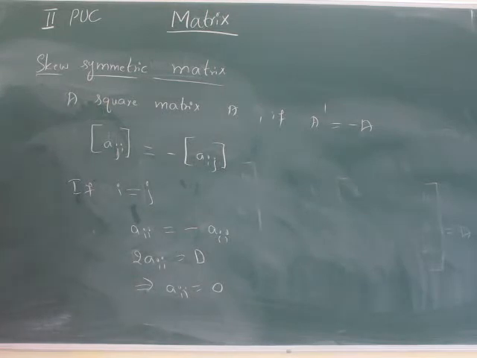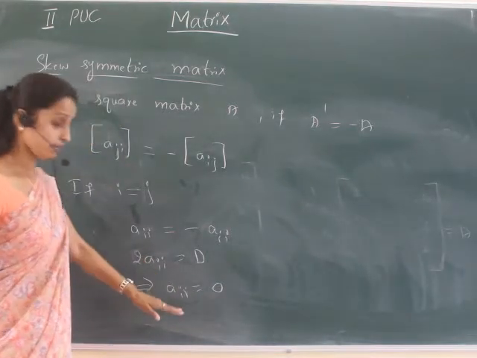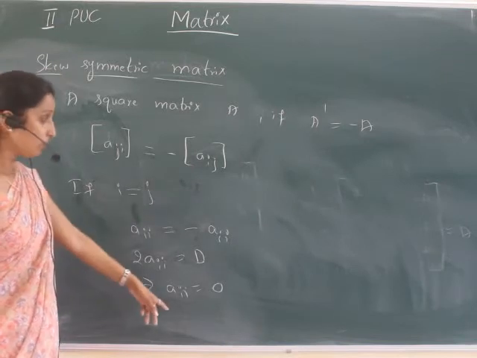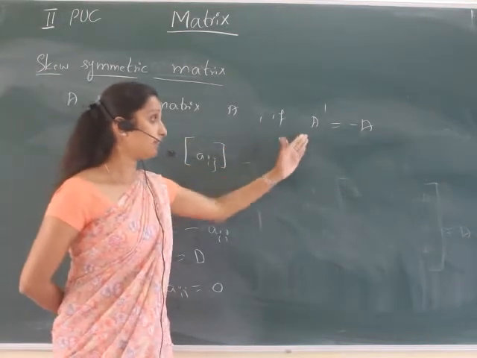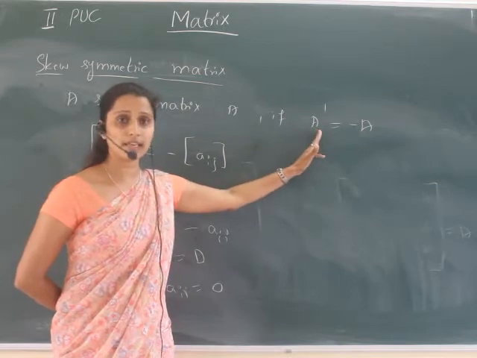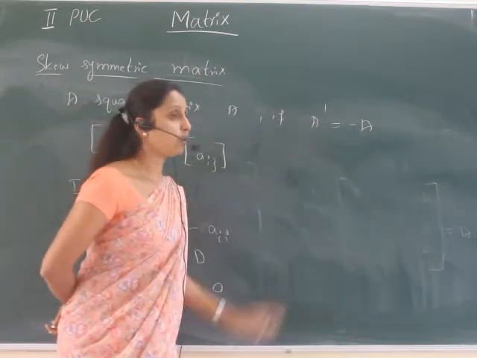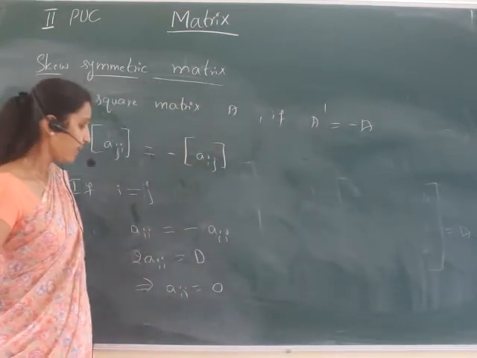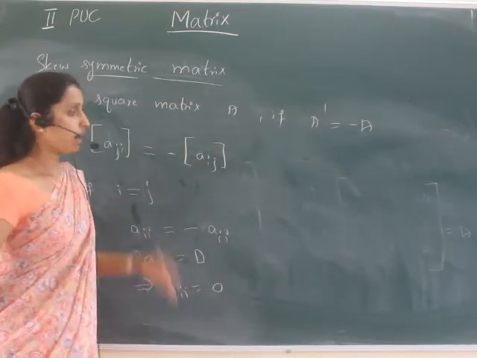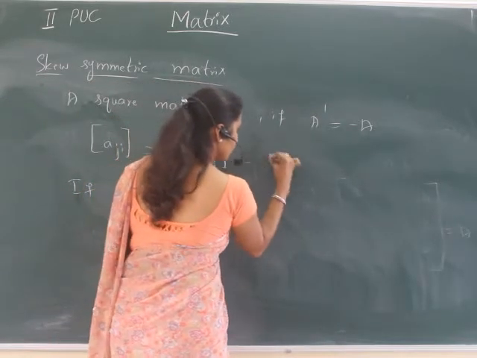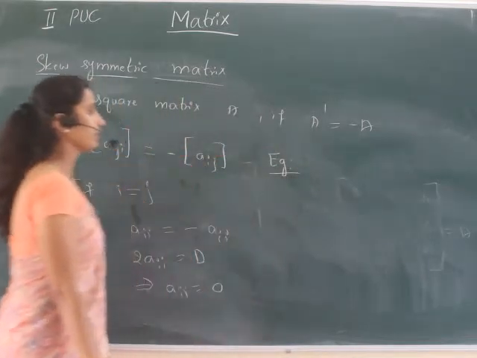So which example can I give for a skew symmetric matrix following all these? Aii is 0 means the principal diagonal elements should be zeros, and not only that, the other elements should follow A transpose is minus A. All the elements of this skew symmetric matrix should follow this A transpose is equal to minus A. So what is the example I can give for this?